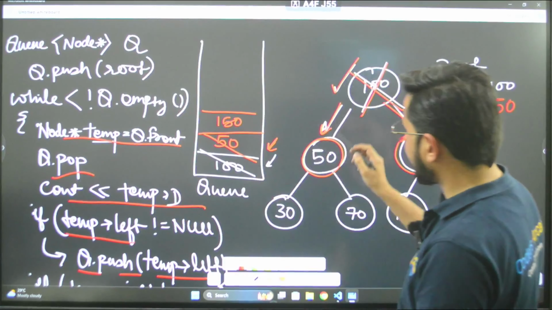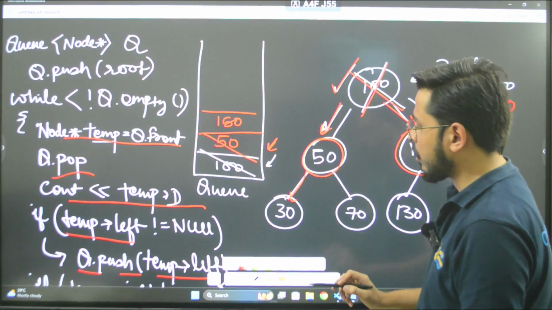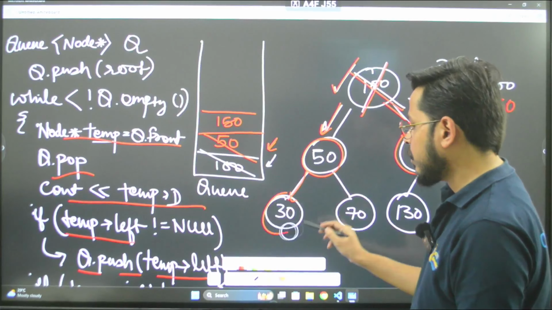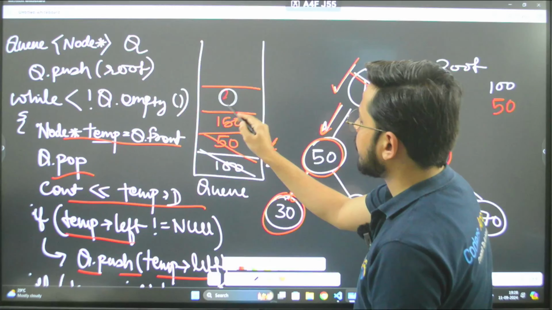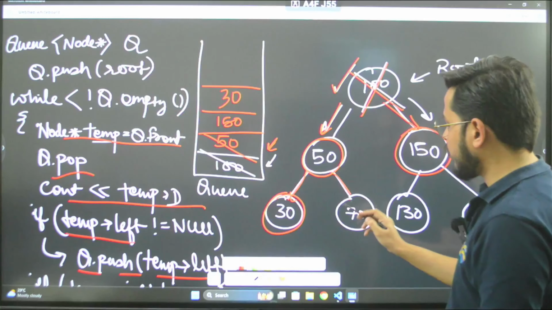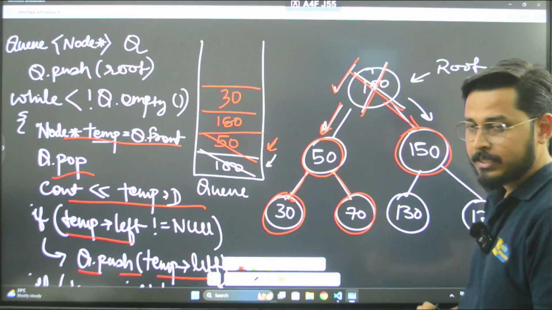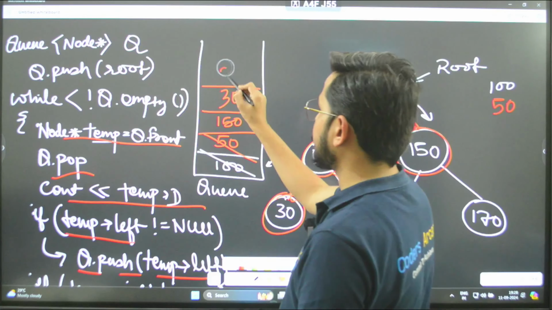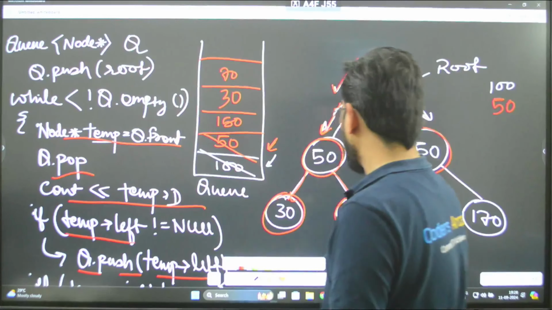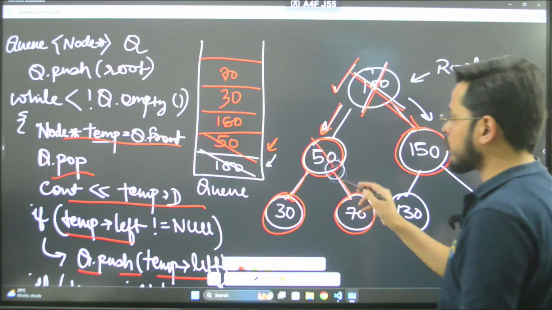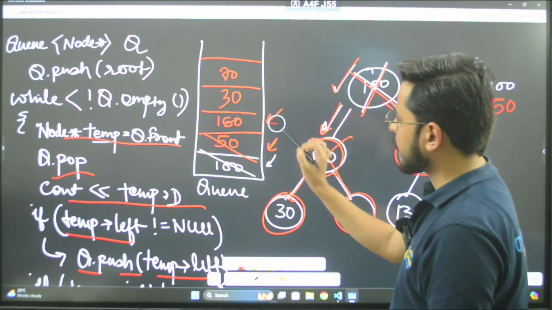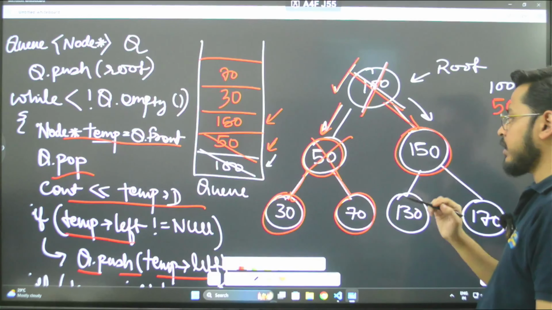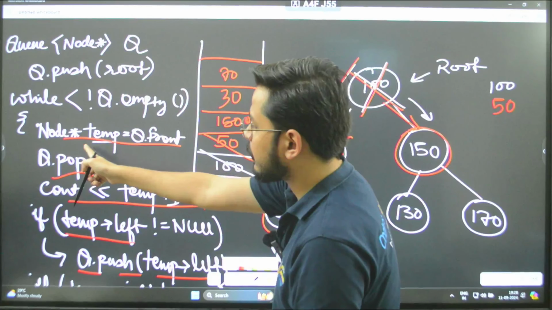Check if 50 has its left child as not null or not. Yes, if it is not null, push that in. So 30 is pushed in, and then do the same thing for the right child as well. So 70 is pushed in, okay guys. Then this is also popped out. Now what is the next one? Next element is 150. So take it out in the temp, pop it out.